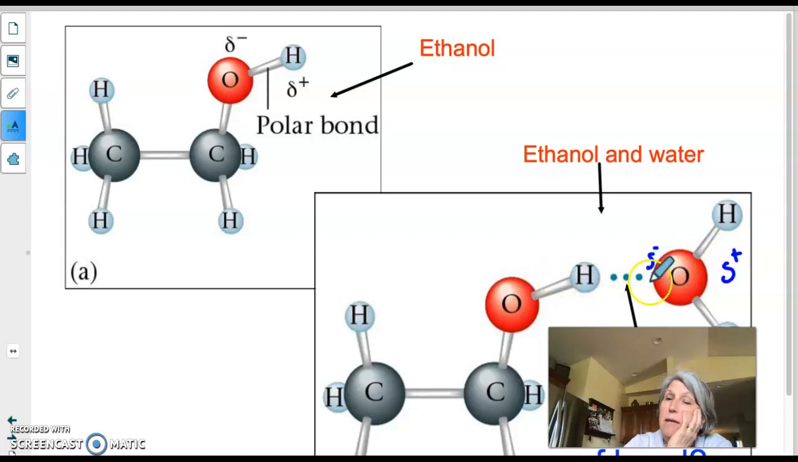And there will be an attraction between the water and the ethanol, and that's why they would dissolve. Do you remember what kind of bond this is? This would be a hydrogen bond.